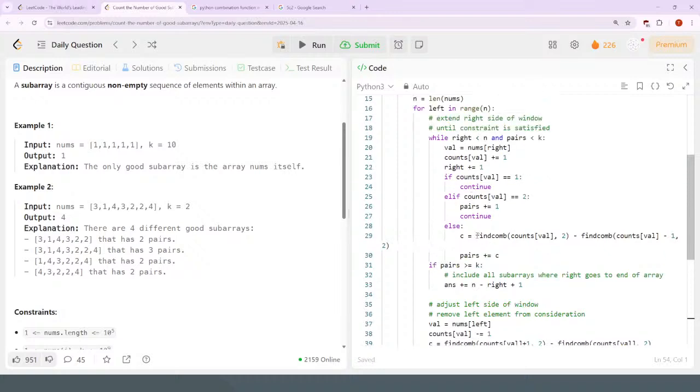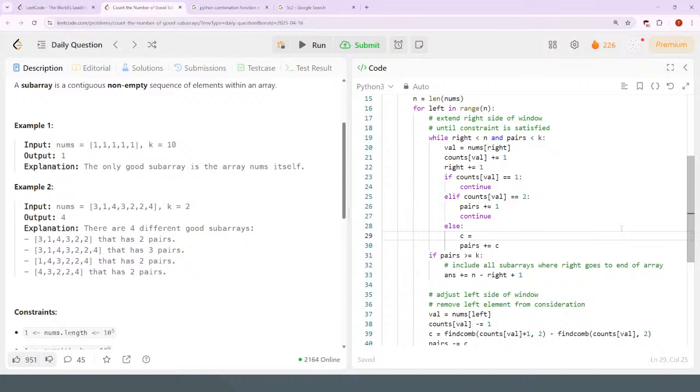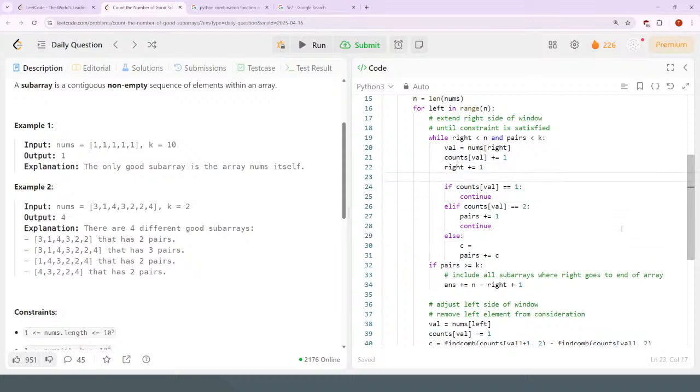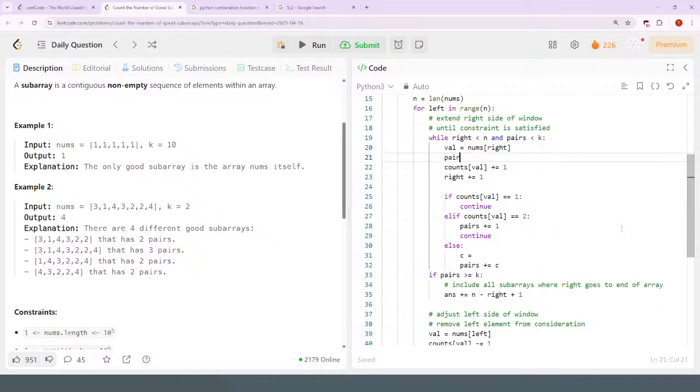So I don't need to know this. I can just say that the number of new pairs, yeah, that makes sense. That new value can combine with any of the previous values of the count. So, okay, the number of pairs is going to increase by the previous count value. Pairs plus equals the count of the value before you increment it.